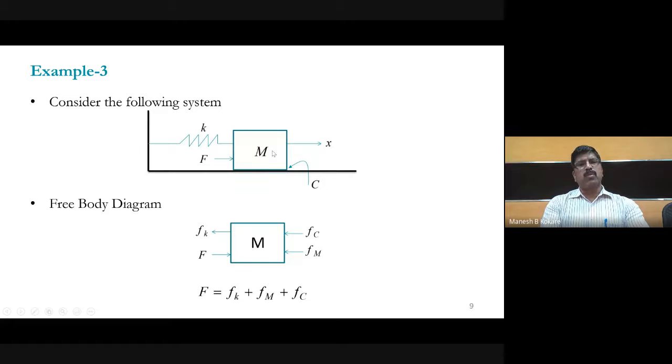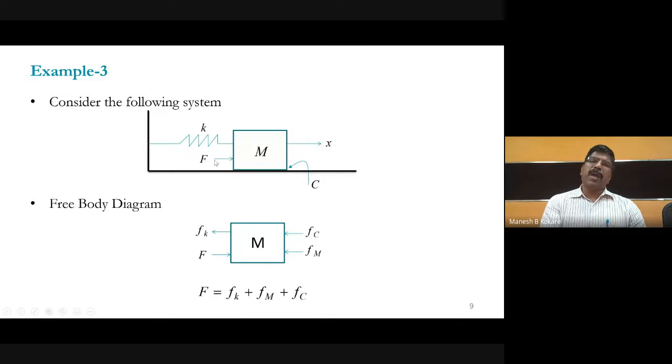This is the mass having coefficient M, and then there is a frictional force between the reference and this one. Just imagine a railway bogie, where there will be friction between the wheel and the railway track. Generally friction is replaced with a dashpot or damper, which opposes the motion. So a dashpot element is there.